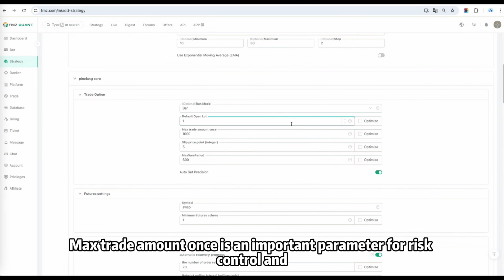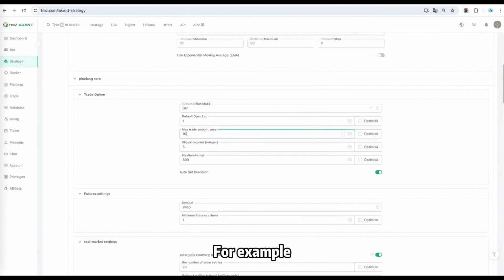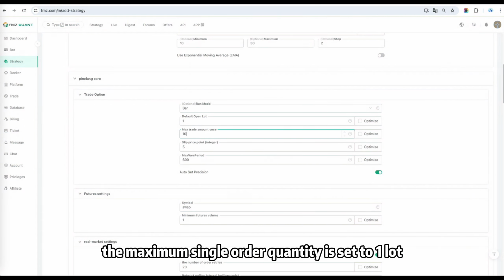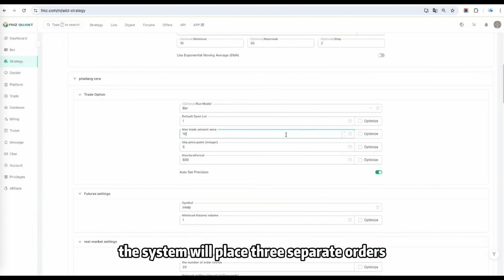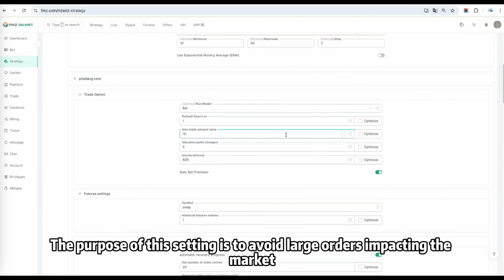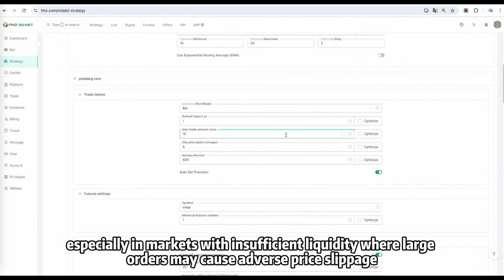Max trade amount once is an important parameter for risk control and market impact management. For example, if a strategy needs to operate 3 lots, but the maximum single order quantity is set to 1 lot, the system will place 3 separate orders. The actual execution times also depend on market liquidity conditions. The purpose of this setting is to avoid large orders impacting the market, especially in markets with insufficient liquidity where large orders may cause adverse price slippage.